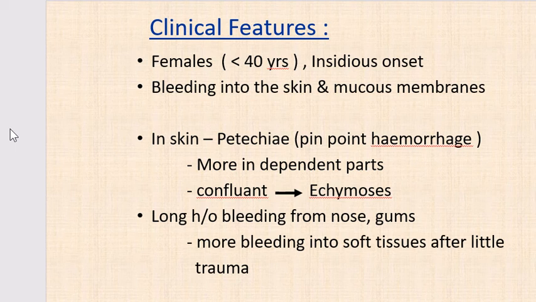They are more in dependent parts of the body, and when they become confluent, ecchymosis occurs. That is large map-like areas of purple discoloration. There is long history of bleeding from nose or gums. There is more bleeding into soft tissues after little trauma.